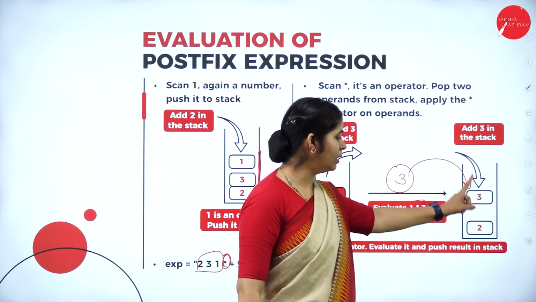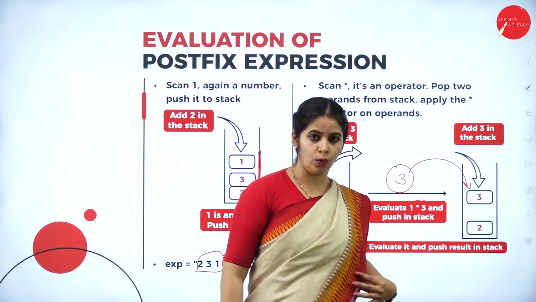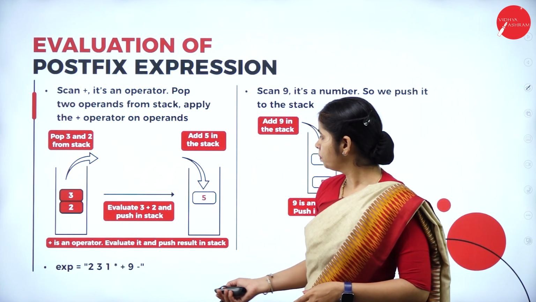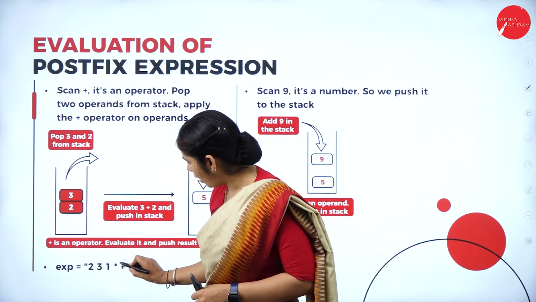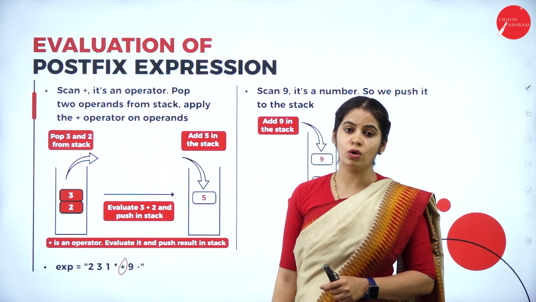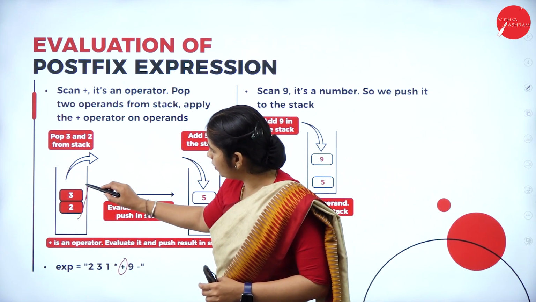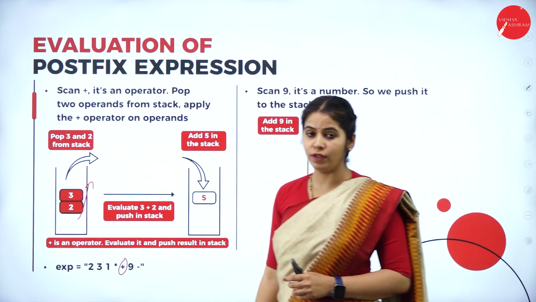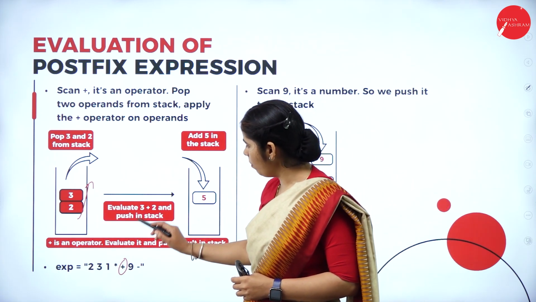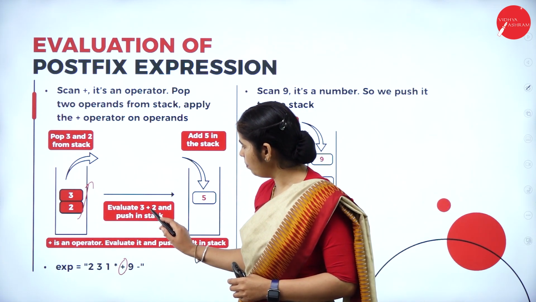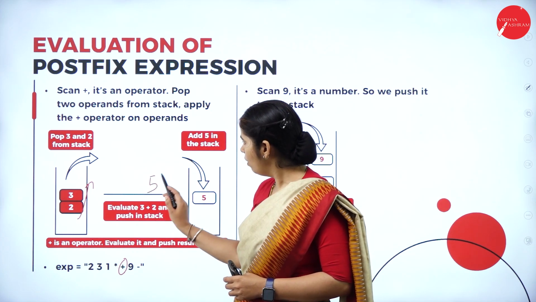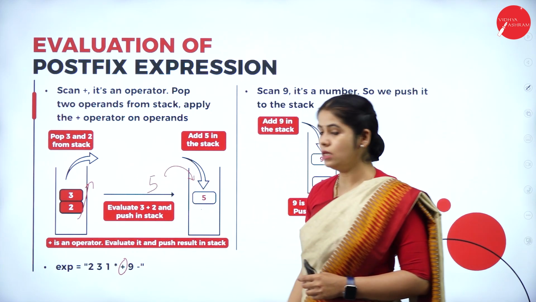Now how many elements are there in the stack? 3 and 2, two elements are there. Next, again one more operator comes. So what do we have to do? We have to pop the top 2 elements of the stack and perform the plus operation, that is 3 plus 2. What is the result? 5. That 5 has to be pushed into the stack.